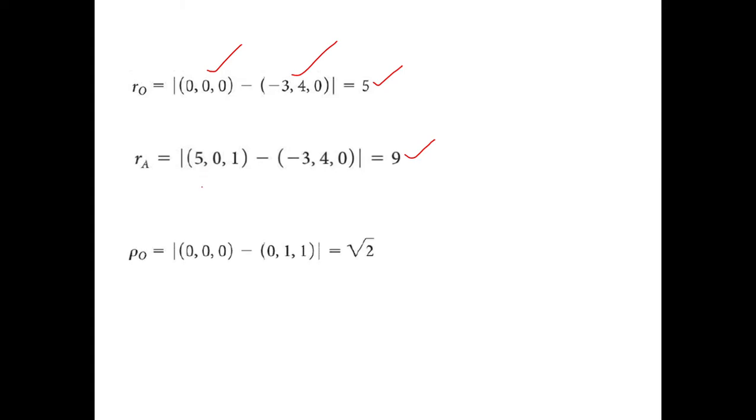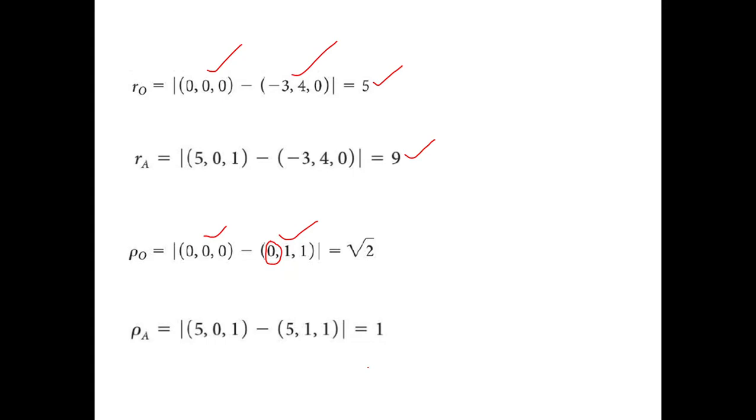So this is how we calculated RA, and R naught is like this. That is the distance between 0 0 0 and -3 4 0, the point where the charge is located, right? And this is rho naught. Rho naught is from the origin to the line. As I told you, x we are ignoring. We are not considering x. So it will be root 2, and the other part is 1.